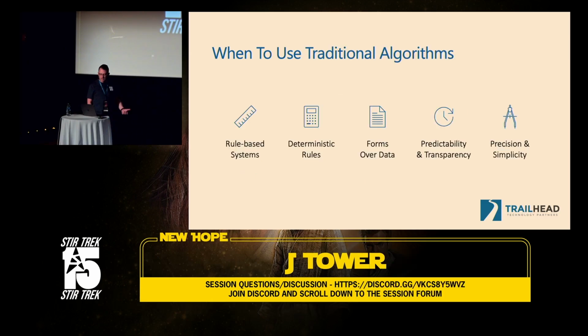What are traditional algorithms good at? Any kind of rule-based system. If you can describe it in words that use the word if and else and then, there's a good chance that a traditional algorithm is going to be a lot better at it. Anything deterministic. When the temperature reaches a certain point, I need the thermostat to turn off the heater, right? That's a pretty deterministic set of rules. You don't need an AI to control that.